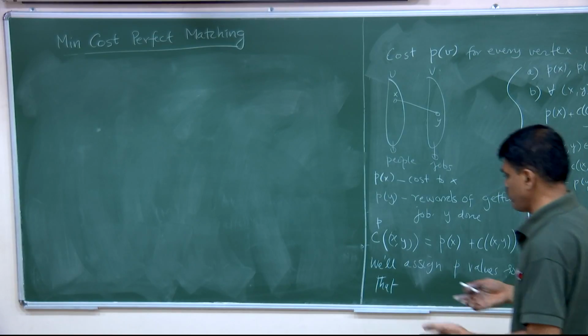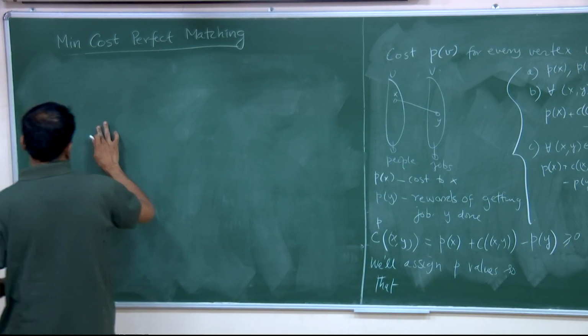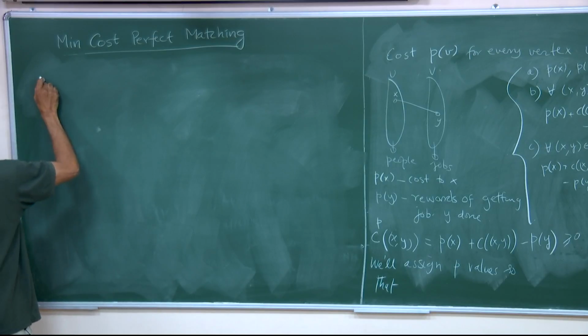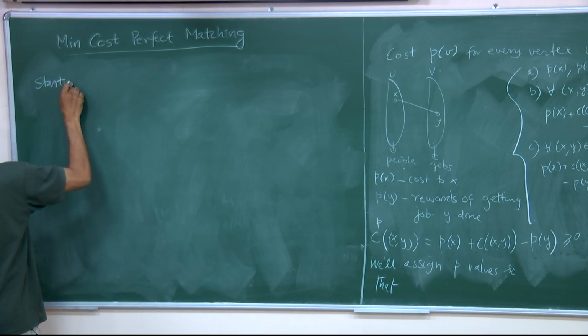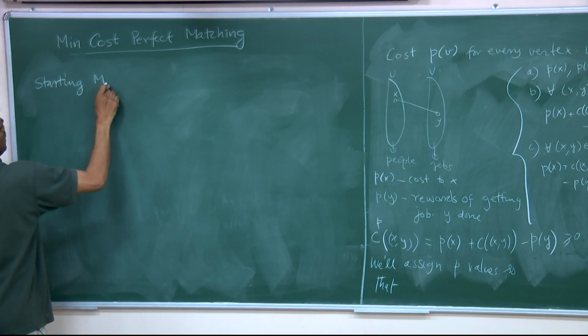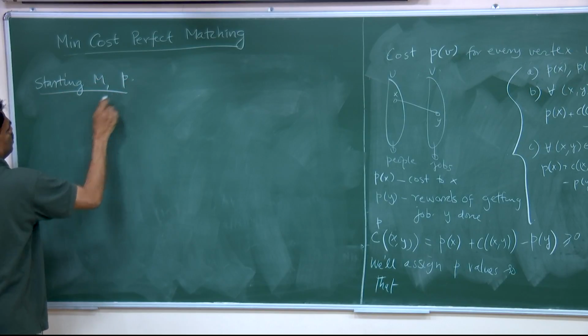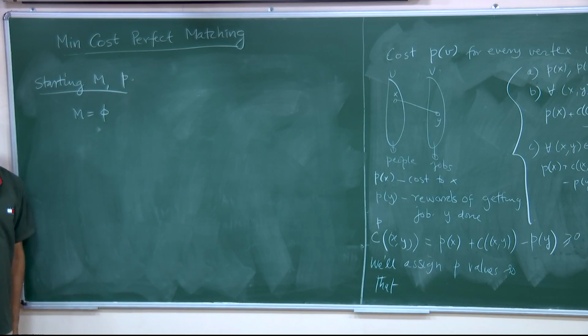And I have to tell you how I start. So let's talk about starting M and P. What are the values? M is equal to empty. I'm going to start with an empty matching. But let's make sure, how do I assign P values?